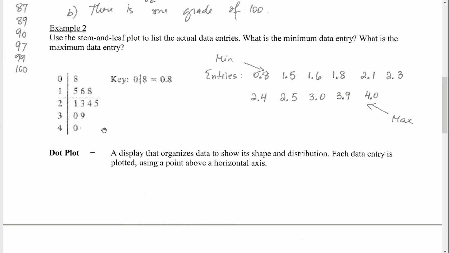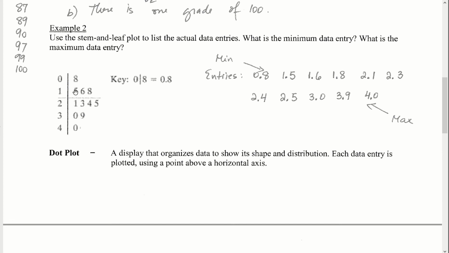In example 2, they ask us to use the stem leaf plot to list the actual data entries. So here we have yet another data set, and the key in this case tells us that a stem of 0 and a leaf of 8 would translate to 0.8. So here the stem is the ones digit and the leaf is going to be the tenths digit. So we already know that 0 with an 8 corresponds to 0.8.